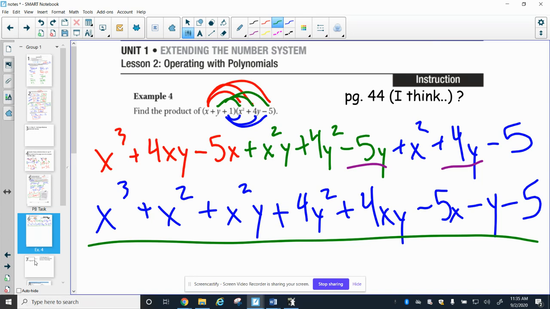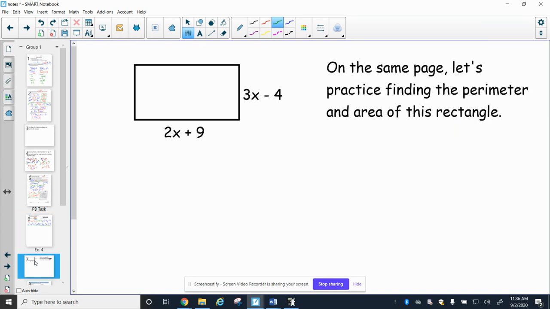Last thing in this lesson, this is going to help us with an application problem that we're going to see on our homework. So on that same page where you have space, we're going to practice. I'm giving us a rectangle here. We're going to assume that this is a rectangle. You can actually draw this out. And it says find the perimeter and the area of the rectangle.